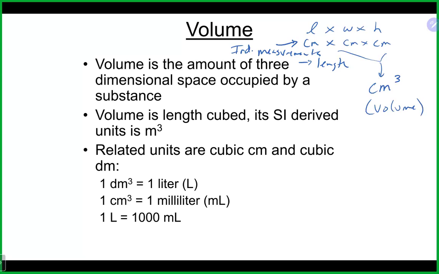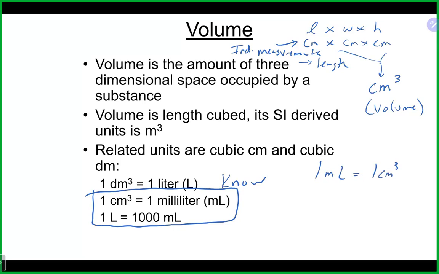Some very common volume conversions that we see: 1 decimeter cubed is equal to a liter. These guys right here definitely need to know. 1 cubic centimeter is equal to 1 milliliter. That is a 1-to-1 relationship. So 1 milliliter is equal to a cubic centimeter. And probably the conversion you will use the most with volume is this one. In 1 liter, there is 1,000 milliliters. Now, that is definitely one that you should know.